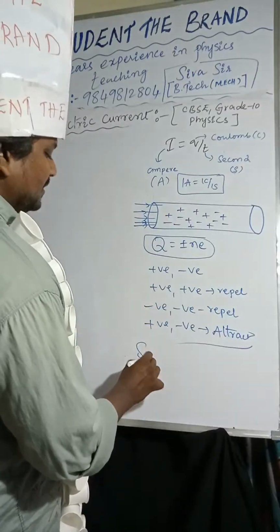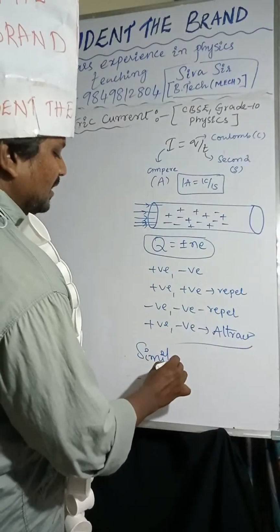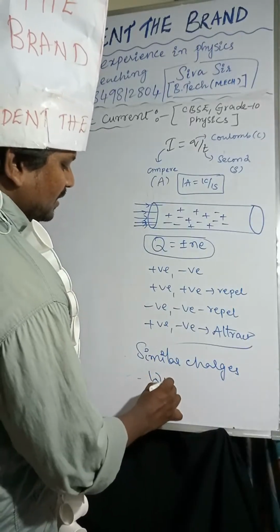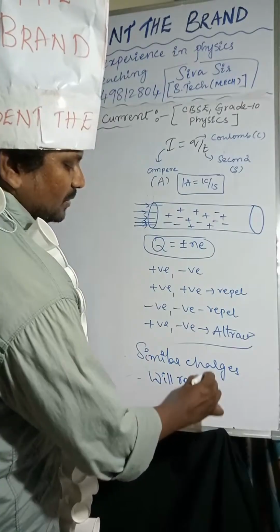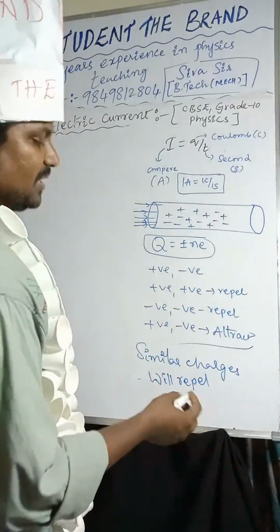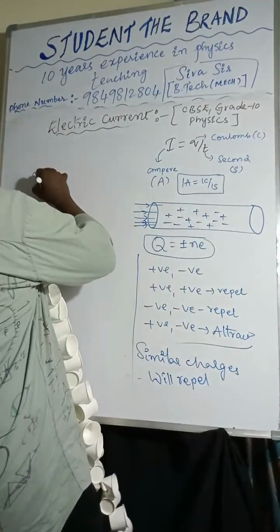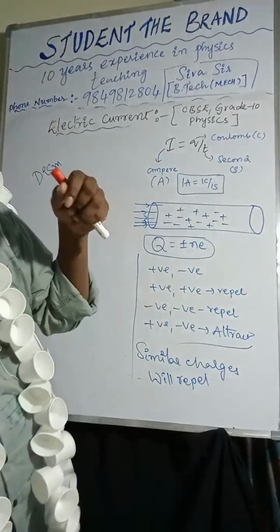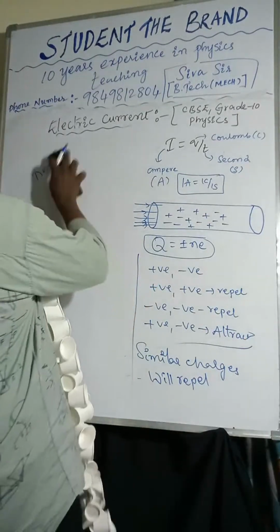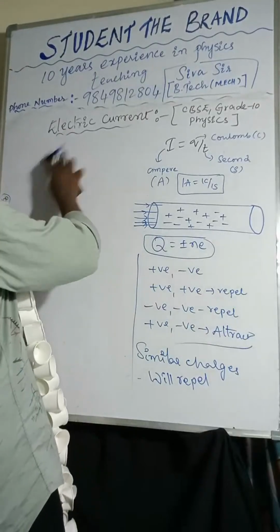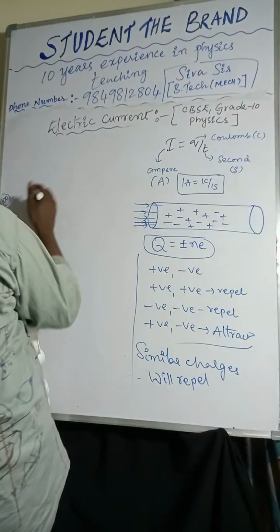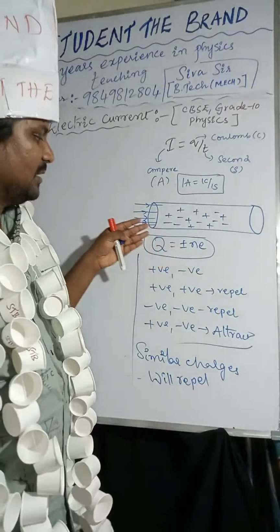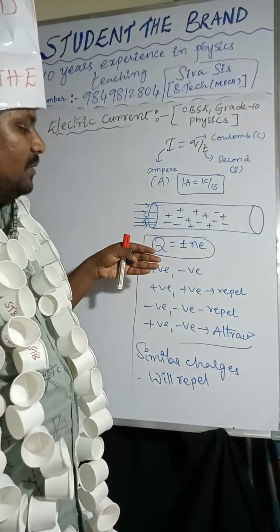So here the point is similar charges will repel, dissimilar charges will attract. Okay, so you are considering. Once again, similar charges will repel, dissimilar charges will attract each other. So that is about positive and negative.